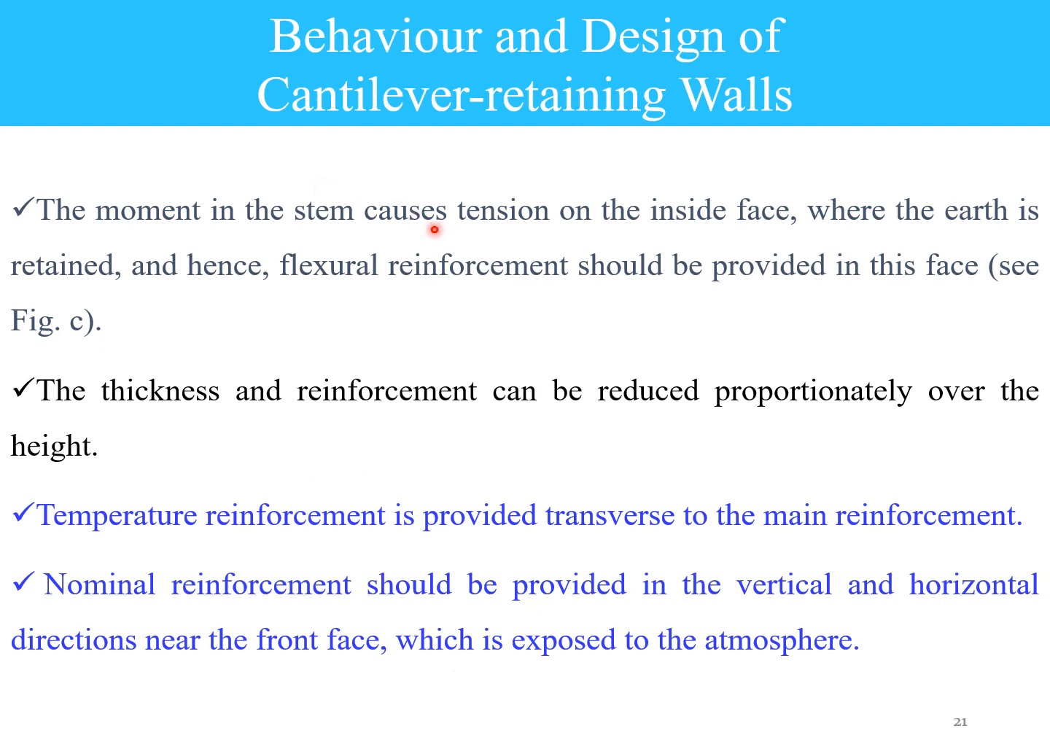Moment in the stem causes tension on the inside face where earth is retained, hence flexural reinforcement should be provided on this face. It will be explained in the next slides. Thickness and reinforcement can be reduced proportionately over the height. As the height increases, we can decrease the thickness, that is, the area of steel as well as reinforcements. Temperature reinforcement is provided transverse to the main reinforcement. That is, perpendicular to the main reinforcement, transverse reinforcement will be provided. Nominal reinforcement should be provided in the vertical and horizontal direction near the front face, which is exposed to the atmosphere.